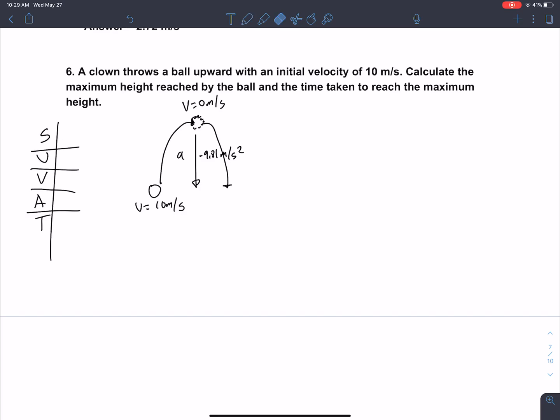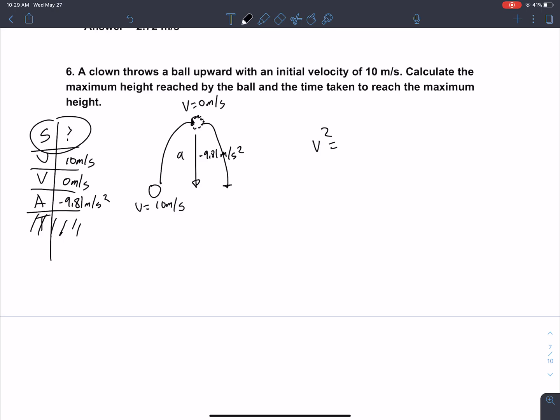Okay, so we're looking for the maximum height. That's what the question is asking us. We want to find that. And our initial velocity is 10 meters per second. Our final velocity is 0 meters per second, and we have negative 9.81 meters per second squared, and we don't have t. So we can use this formula.